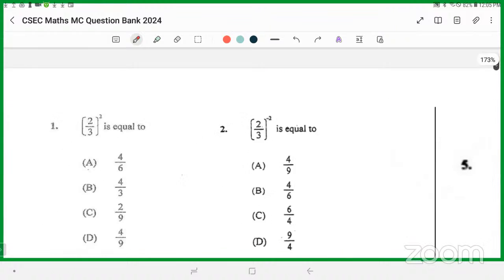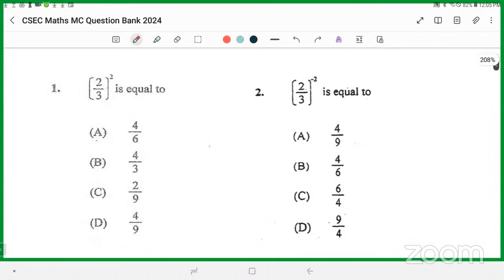So a question here, they make a minor change. I have 2/3 squared and I have 2/3 to the -2. Small change, different answer. All right. So this one, you're basically just squaring the 2 and squaring the 3. Because this one is like 2/3 times 2/3. That's what the square means. So it becomes 2 times 2, 3 times 3. It becomes 4/9. This is the answer.